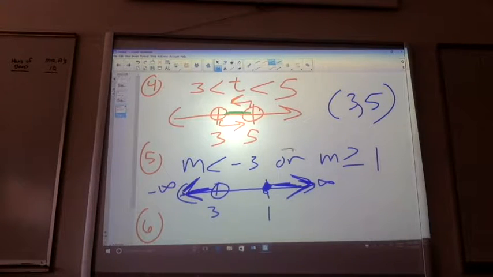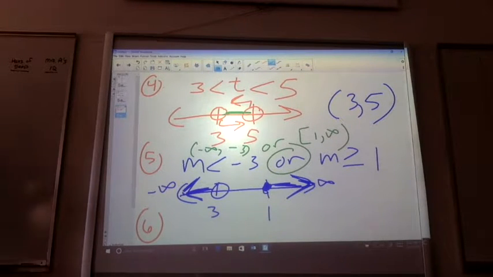So the big thing I'm looking for here is I want or. You write it in interval notation. This would be written as negative infinity to negative 3, parenthesis, or square bracket 1 to infinity. And again, I believe the interval notation is the most important part that you need to take care of.